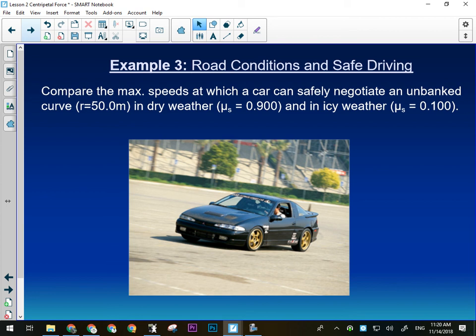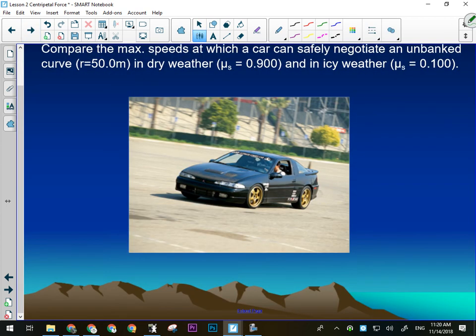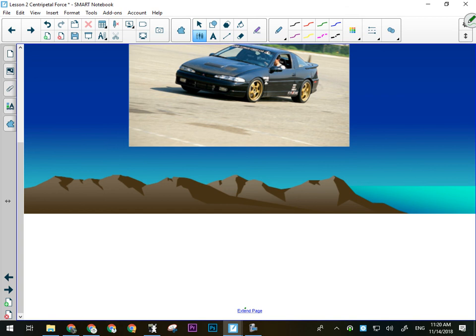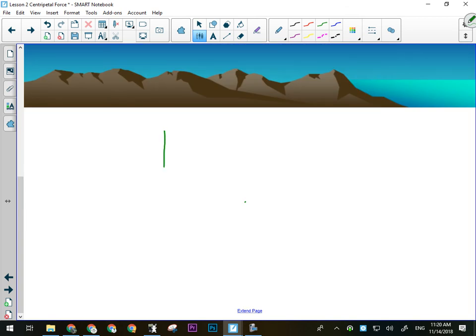So we already said that when you go around an unbanked corner, it's friction that is providing the centripetal force. That means the force of friction is equal to the centripetal force. That essentially becomes the challenge of this unit: what force or forces are adding up to Fc? Most of the time it's just one force. In this case, the force of friction is the centripetal force.